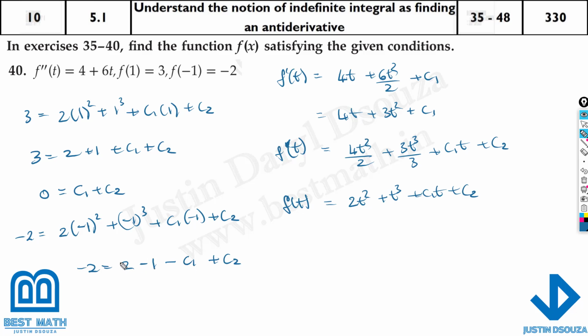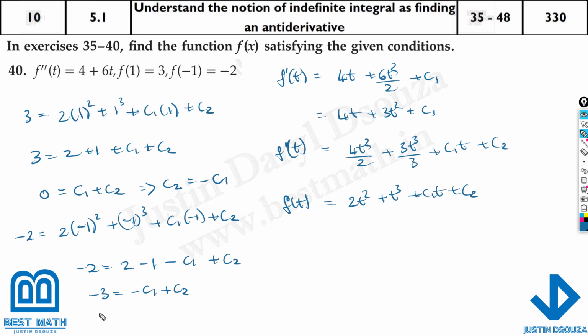Now let's simplify how much we can. This 2 to the other side, 1 to the other side. Over here, you can just solve it. 2 minus 1 is 1. It will be minus 3 is equal to minus C1 plus C2, right? Now we have to use these two equations and solve. What does that mean? You can just choose any one term to take to the other side. If I take C1 to the other side, C2 will be equal to minus C1, right? Or you can take the other way around. C1 to the other side will be C1 is equal to minus C2.